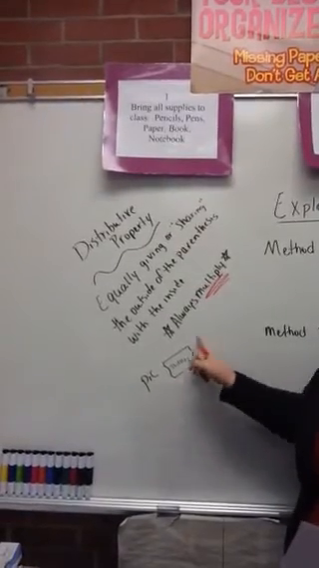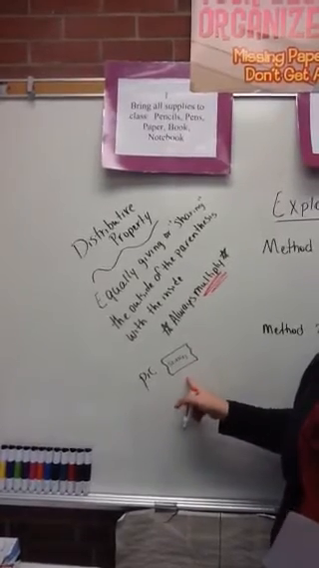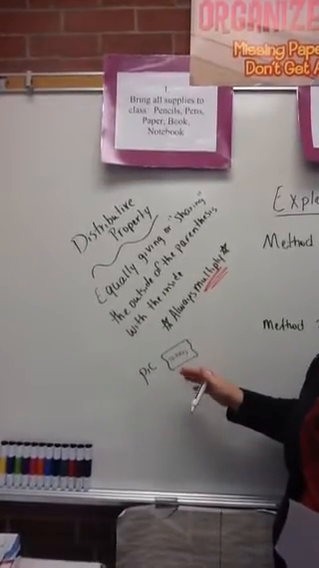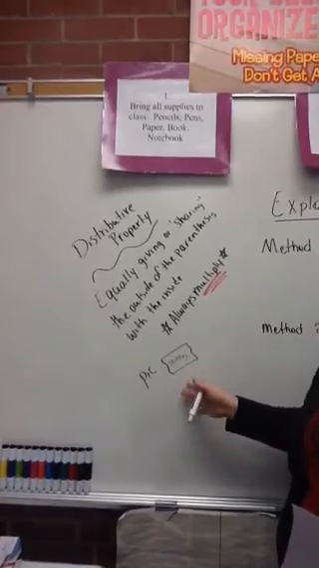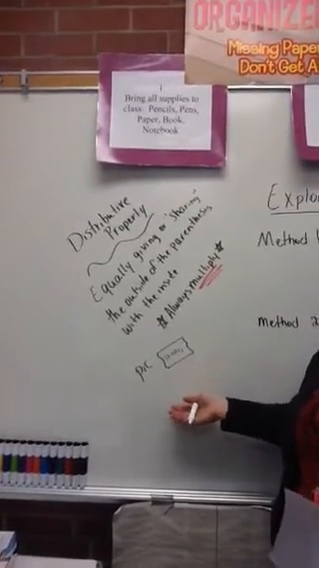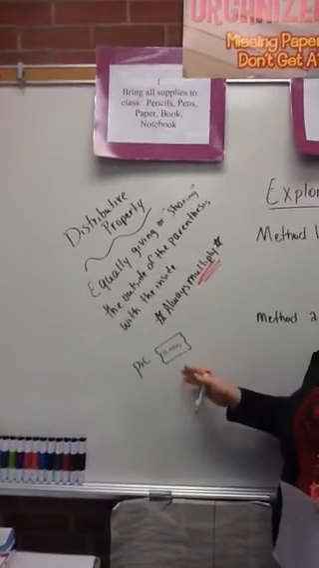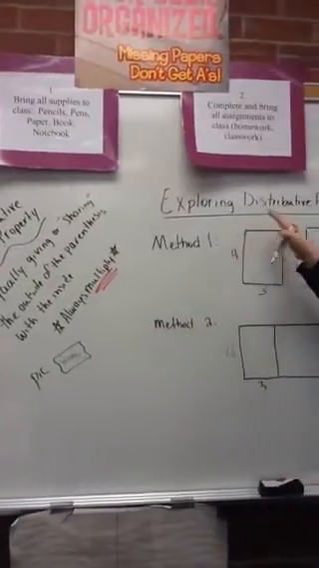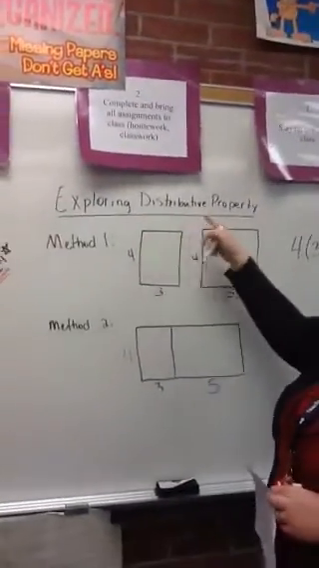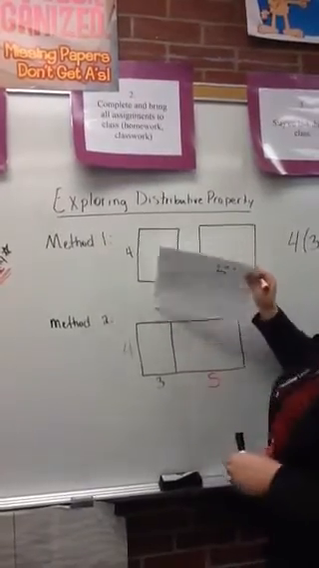A representation of distributive property would be like a bag of candy. In elementary school, the teacher probably told you not to bring candy unless everybody could have at least one piece. So you have to give everybody the same amount. The first one we're going to do is exploring distributive property, which is this first top part of your note sheet.